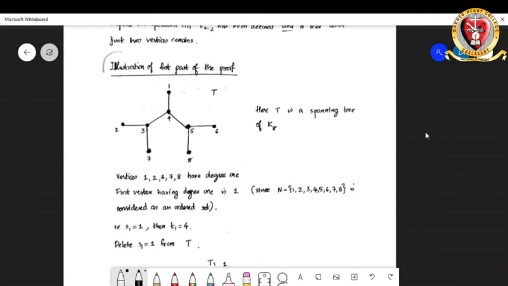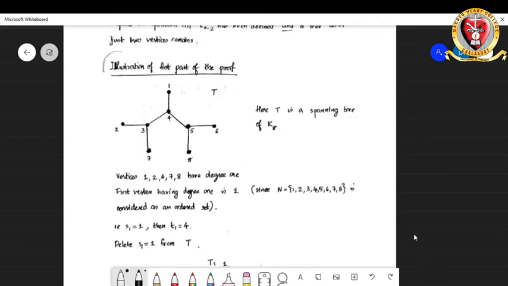In order to give an illustration, suppose this is our graph, the spanning tree. You know that there are 8 vertices here. That means this is a spanning tree of K8. For the spanning tree, you can see 1, 2, 6, 7, 8 are the vertices having degree 1. Among that, 1 is the smallest one. That is the first vertex having degree 1 according to the order of the set N. So you are choosing this 1 to be S1. The corresponding adjacent vertex is 4. So T1 is 4.